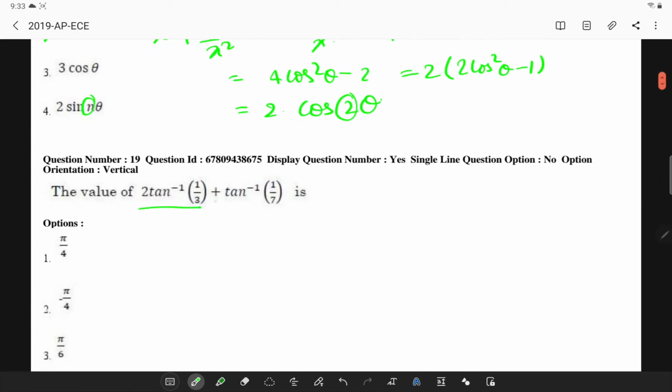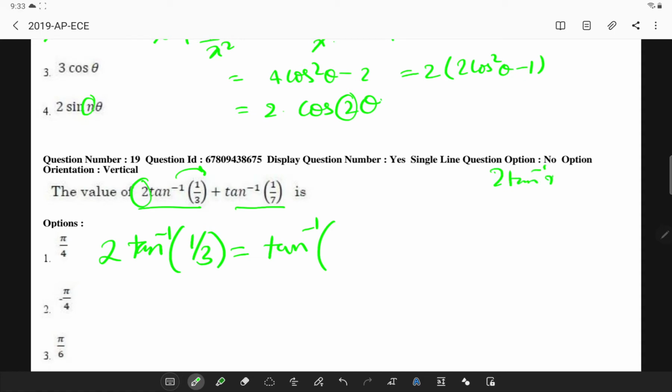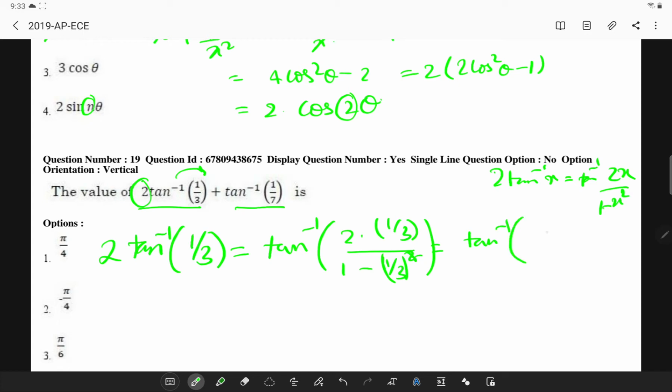So next, here I am supposed to calculate 2 tan inverse 1 by 3 plus tan inverse 1 by 7. First of all, we have to make it in the form of a single tan inverse. So 2 tan inverse x is equal to tan inverse 2x divided by 1 minus x square, which is tan inverse 2 into 1 by 3 divided by 1 minus 1 by 3 whole square, which is tan inverse 3 by 4.